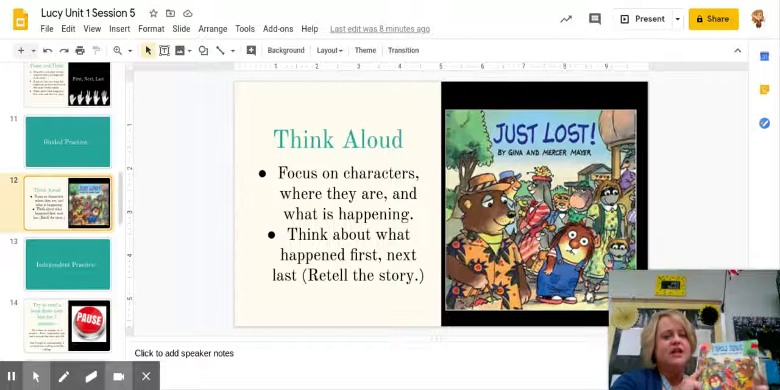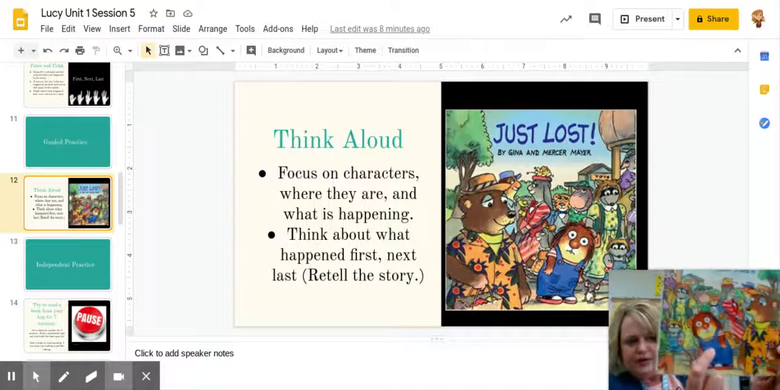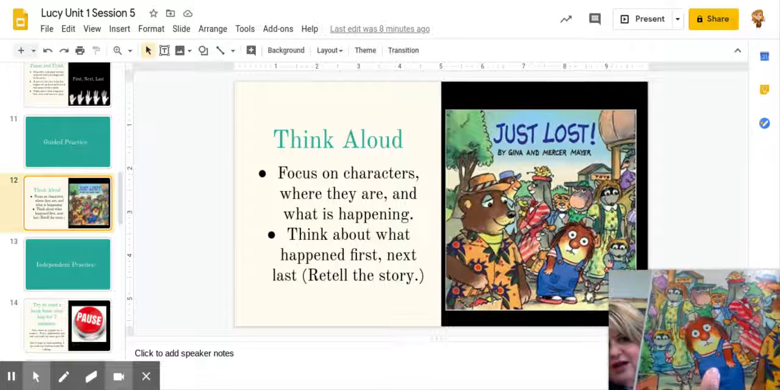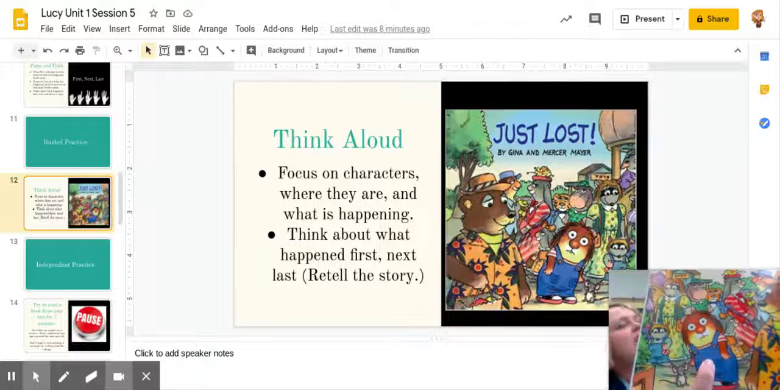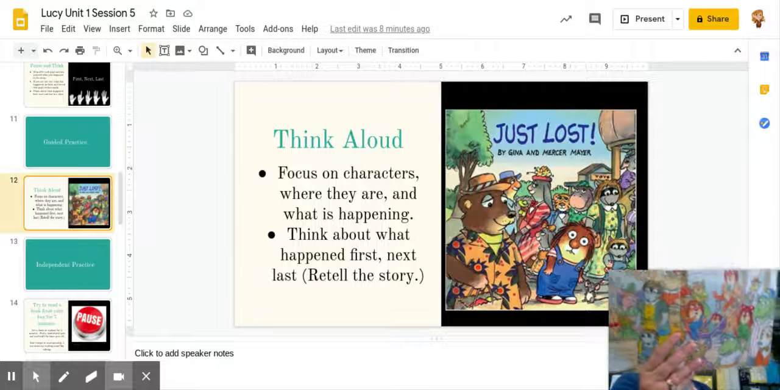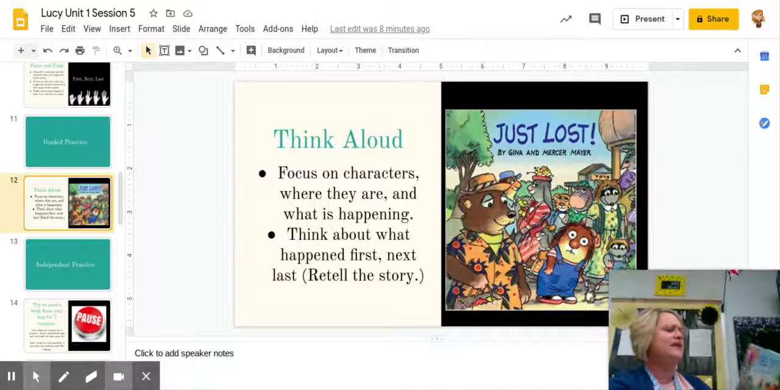So the first thing I notice on the front of Just Lost is that little critter right here has this shocked kind of scary look on his face. So I'm assuming probably that he is the one that is going to get lost in our story. Remember also I said good readers stop and kind of just take a picture walk and look at what is going on before I even read.